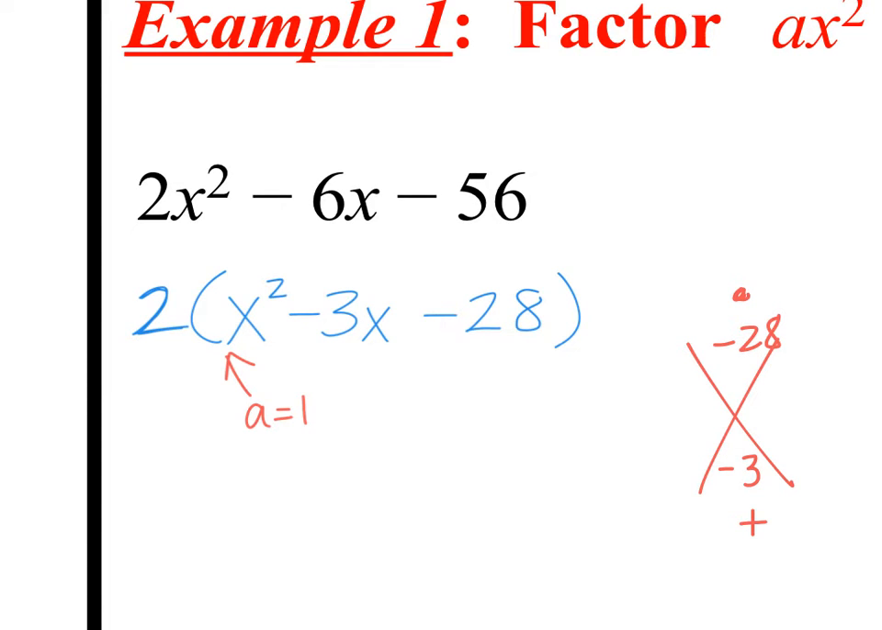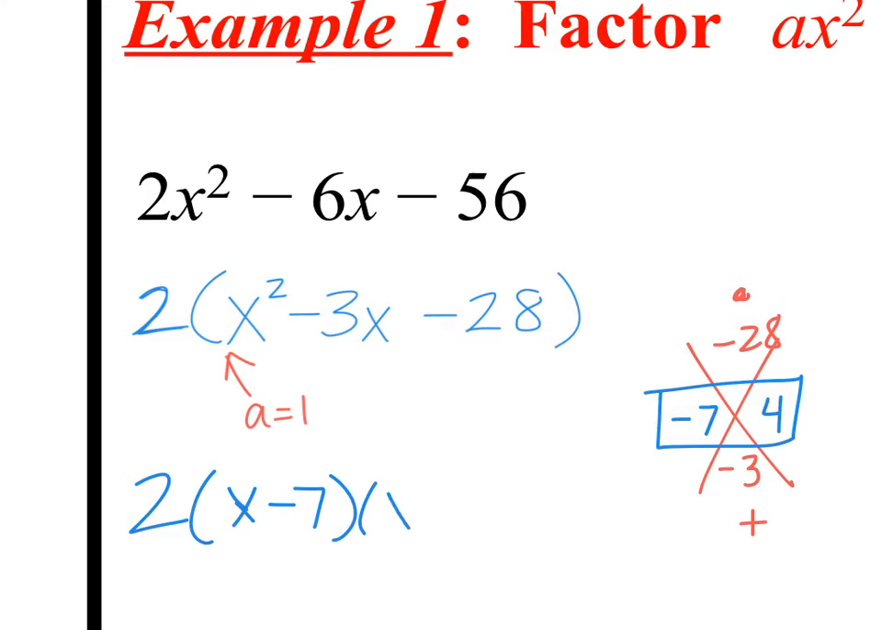4 and 7. Which one needs to be negative? The 7. Yeah. Negative 7 and positive 4. Those are your two numbers. Because a is 1, you do get to go to the parentheses now. So your final answer, leave the 2, but this factors into x minus 7 and x plus 4. Okay, now it's done.